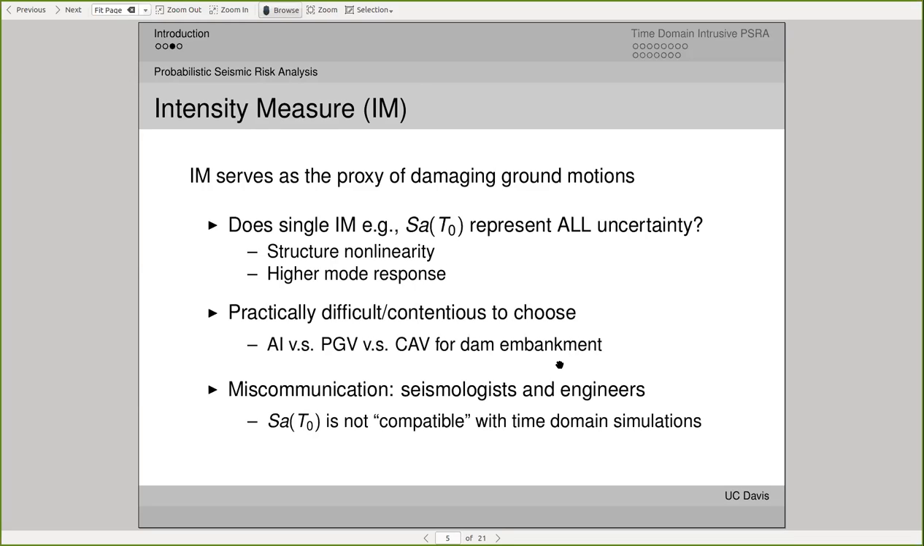And more fundamentally, we think that there is a miscommunication between engineering seismologists and earthquake engineers. Back in the 1970s and 1980s, we as earthquake engineers had very limited numerical tools, so we had to do the structural analysis based on linear elastic frequency domain analysis. At that time, the engineering seismologists interpreted their ground motion results into a spectral acceleration. However, nowadays we as earthquake engineers have very advanced nonlinear time domain simulation techniques, but engineering seismologists still give us the spectral acceleration, which is not compatible with what we need.